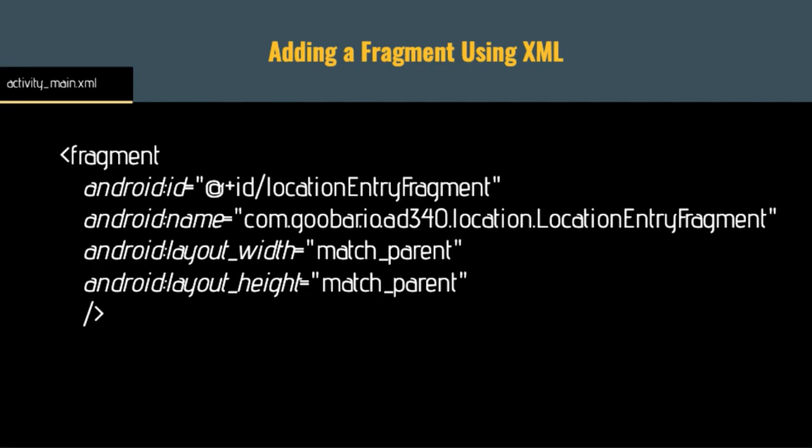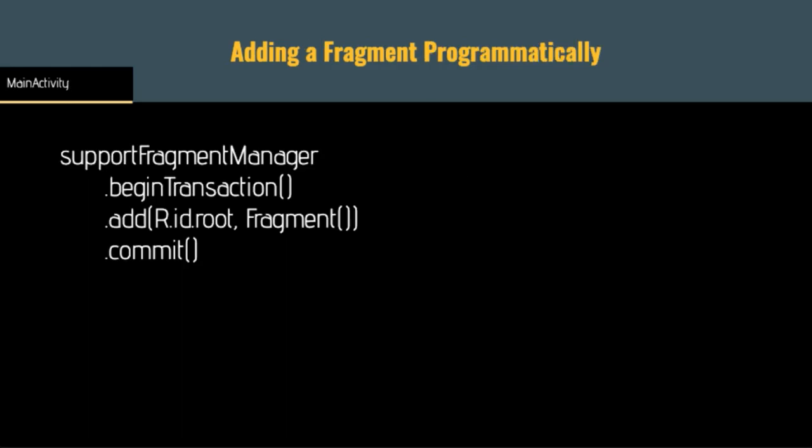So to add a fragment to a screen, there's a couple options. We can do it directly in XML. So imagine we are in our activity main XML here. We could add a fragment element like this. We would give it an ID. We would then specify the name of the fragment class that should be instantiated for that XML. And then of course we need to give it a width and height. So this would add a location entry fragment to our activity main XML file. And we'll see what this looks like in code a little bit later on.